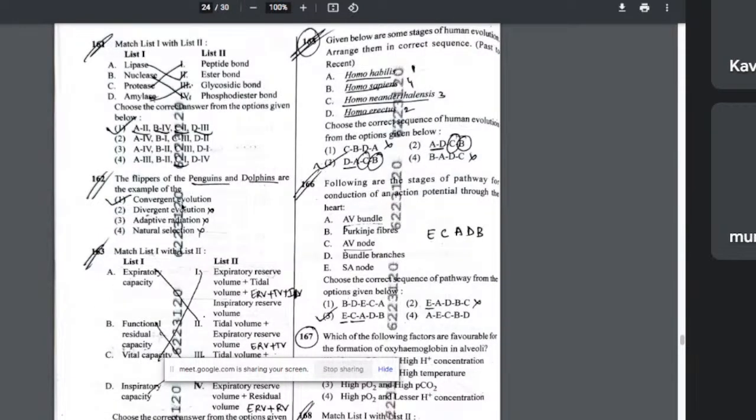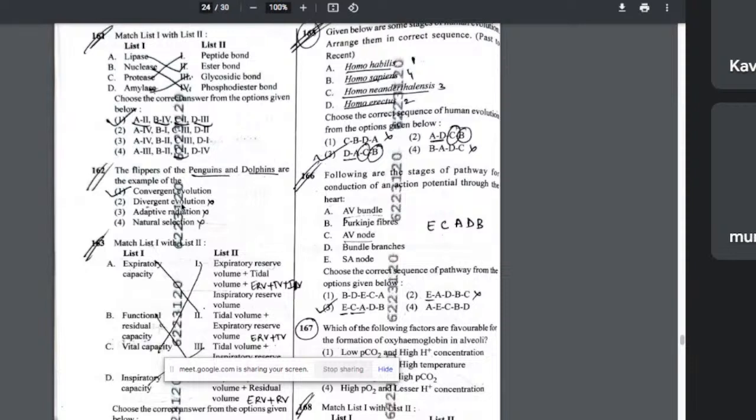So 162nd question. The flippers of penguin and dolphin are examples of convergent evolution because you are able to see that they are analogous organs. These 2 are analogous organs. Analogous organs indicate convergent evolution because they are organs of different kind of nature which is moving towards the same function. So that is analogous organs, and convergent evolution should be the correct answer.